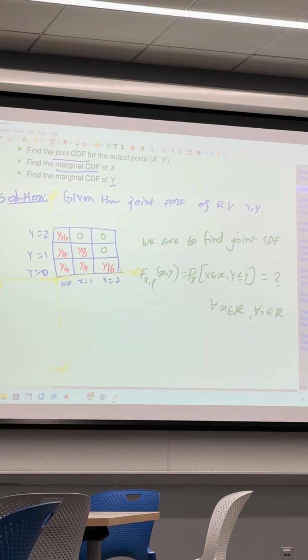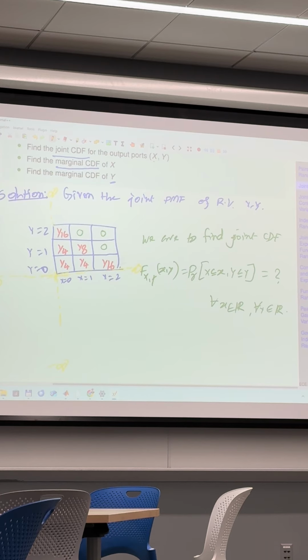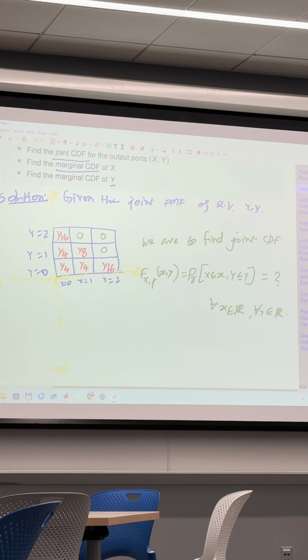x can take values 0, 0 to 1, 1, and 1 to 2, 2. So these values and in between. And y can take values 0, 0 to 1, 1, 1 to 2, 2. After that, these are impossible events. We don't need them. But because we are trying to find the joint CDF, we have to cover the entire real line. You guys remember for the single variable case, we have to cover the entire real line. So here we have to cover the entire real plane.